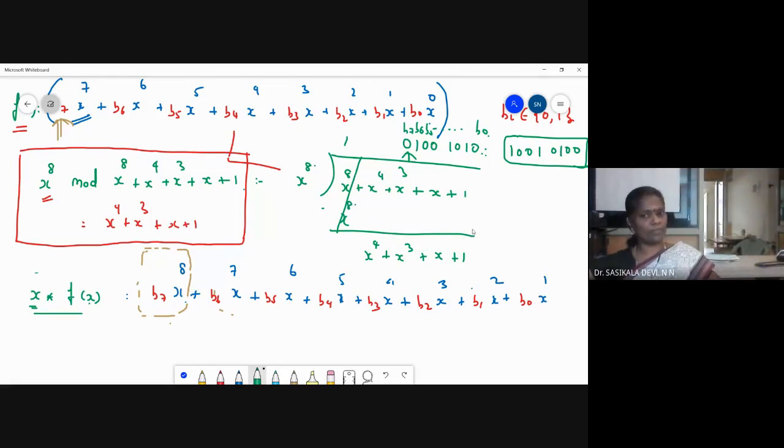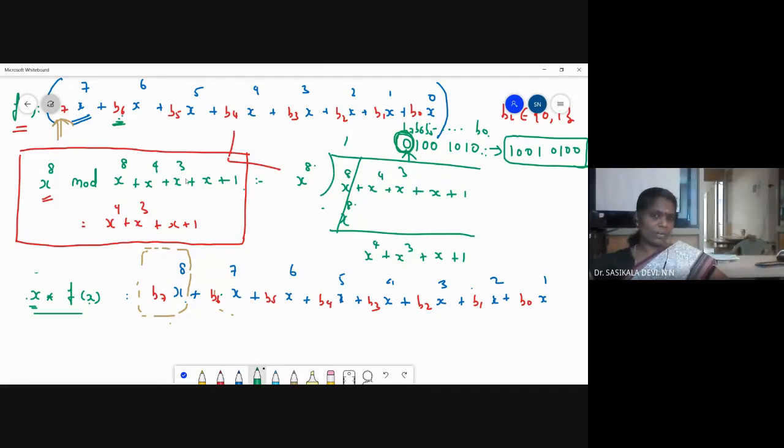Because the b6 coefficient becomes the x power 7 coefficient. That's it. After multiplication by x, this becomes the x power 7 coefficient. Only one shift. And the x power 5 coefficient becomes the x power 6 coefficient. The x power 4 coefficient becomes the x power 5 coefficient. Clear? So x into f of x is simply a shift operation if the most significant bit is 0. If the most significant bit is not equal to 0, then we need to do a different thing.